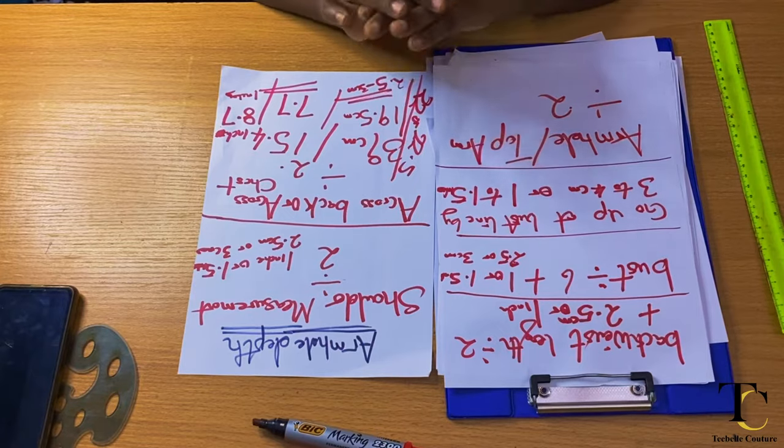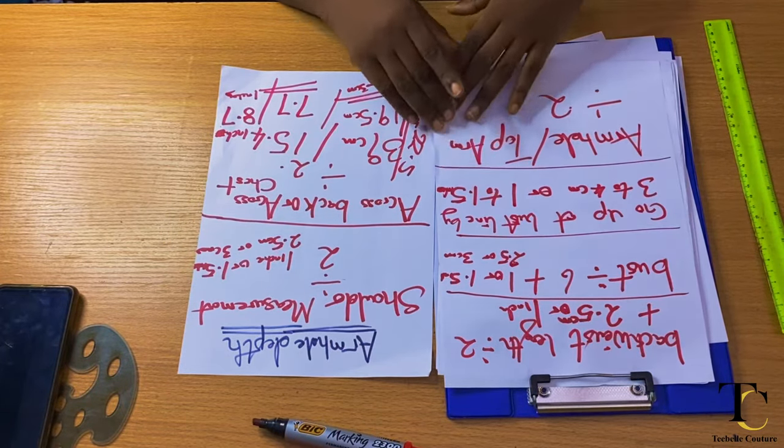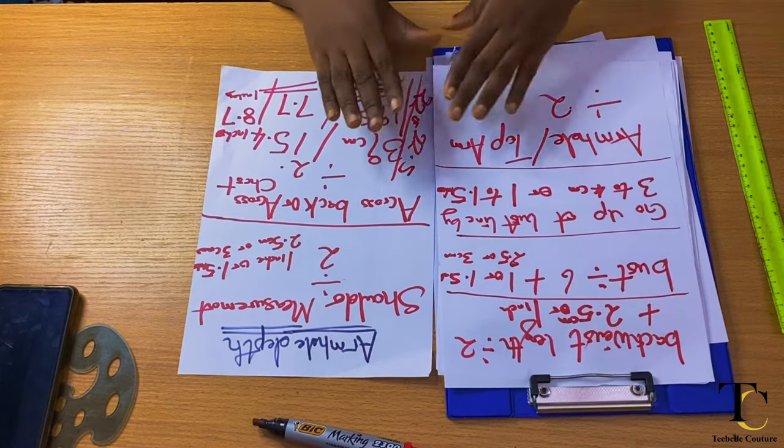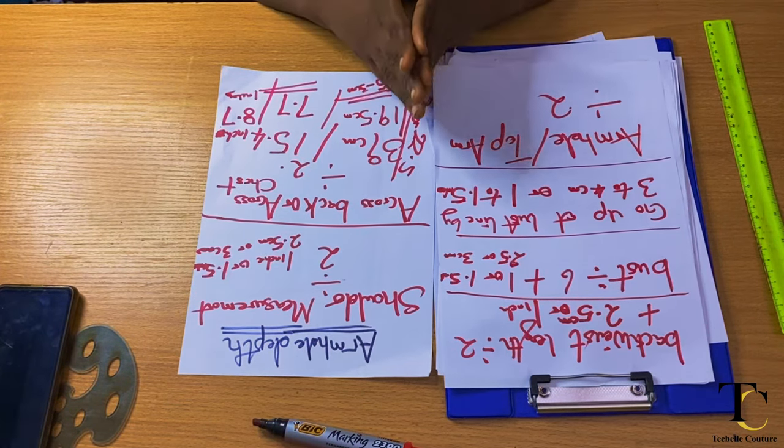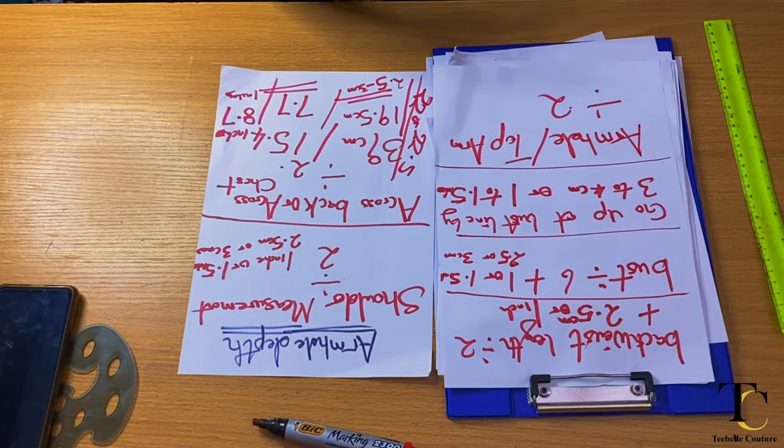These are the methods that I know for drafting armhole depth, chest line or armhole length measurements. If you know any other method, just leave it in the comment section below. I would love to read about your own method.